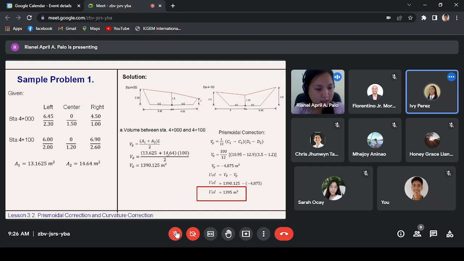13.625 plus 14.64 equals times 100. 100 ato, horizontal distance. Then divide 1413.25 mugawas sa kalkulator, ma'am.